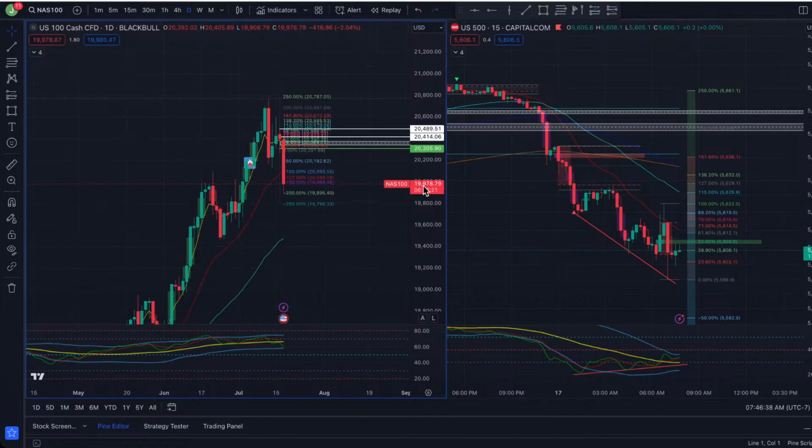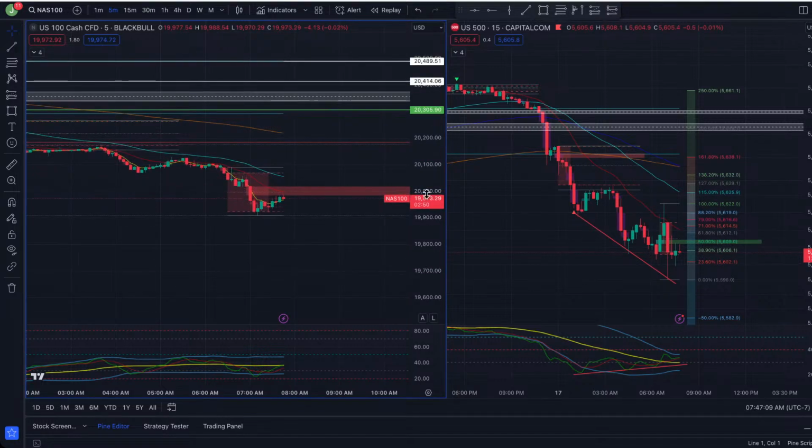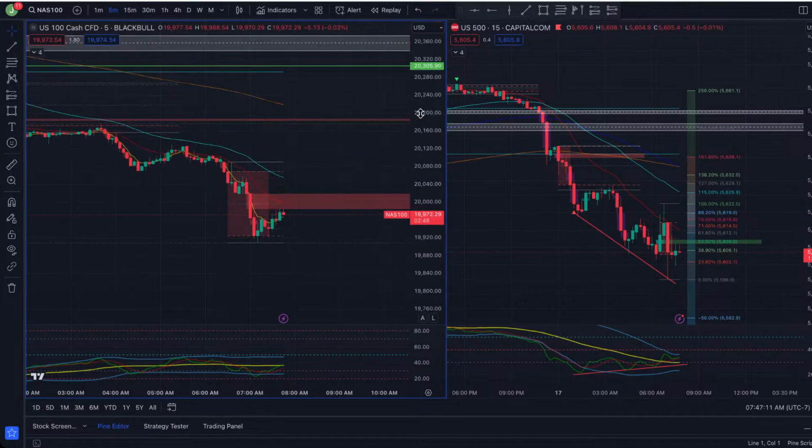On the daily, we could be coming to test these relative equal lows. So I think we will be heading down at least a little bit further, maybe even touch the 50 on the daily before heading back up. So yeah, our short-term bias is bearish right now.